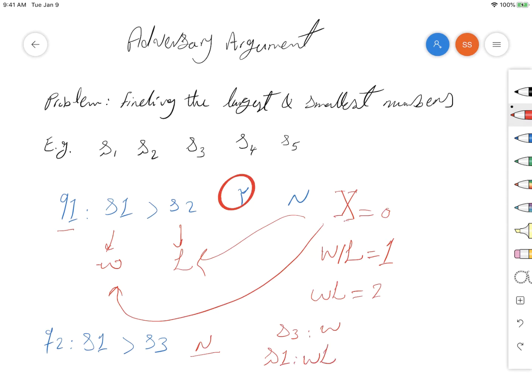It means that S1, when compared with some other numbers in the set of all numbers that we have here, has lost some comparison and has also won some comparison. So far we found that at least S1 is not the largest number. Also, it cannot be the smallest number, because S1 was already greater than S2, and it also lost to S3. So that gives us the information that we have here.